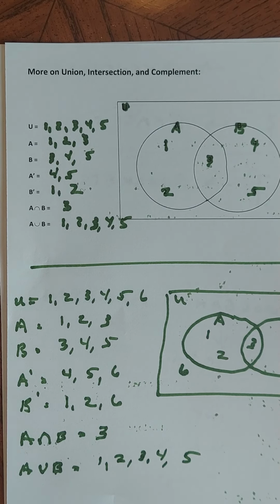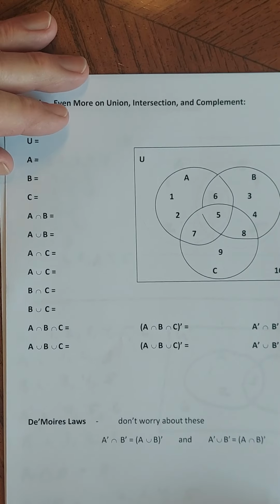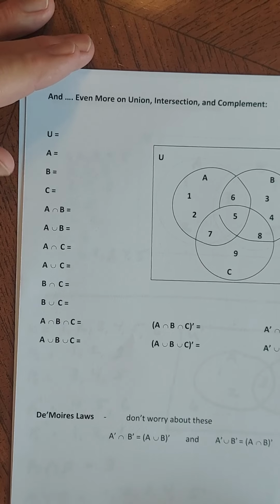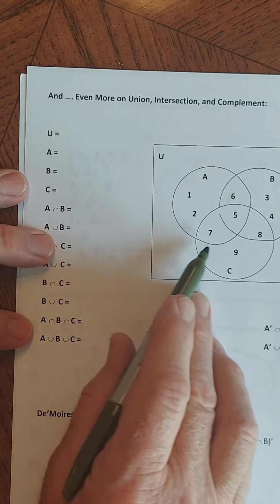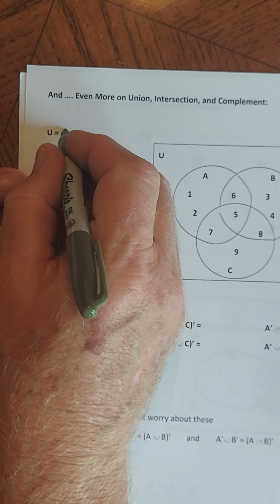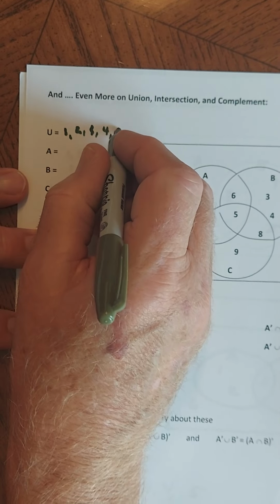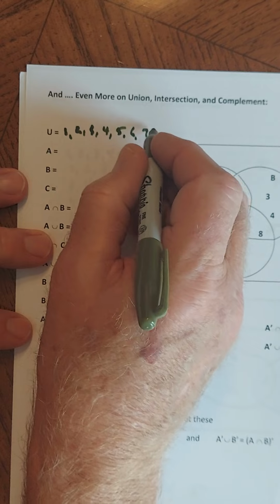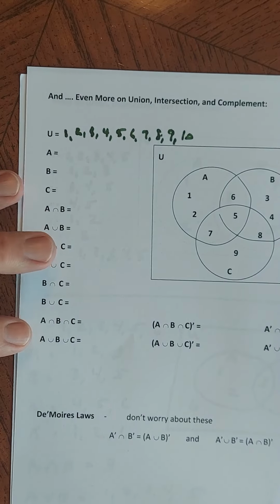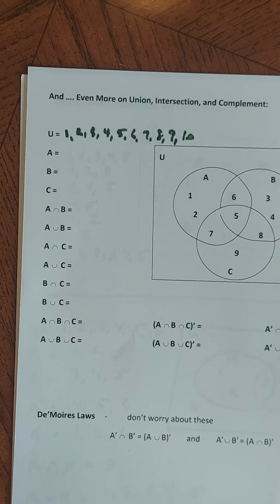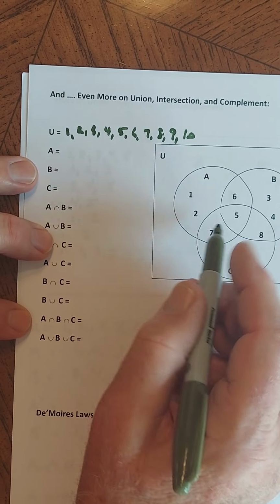Okay, one more page. So you could have more than 2 sets. In this case here, I've got 3. Okay, so the universal set looks like I've got 1 through 10. 1, 2, 3, 4, 5, 6, 7, 8, 9, and 10. Again, I'm going to leave off the braces. Set A, 1, 2, 5, 6, 7.